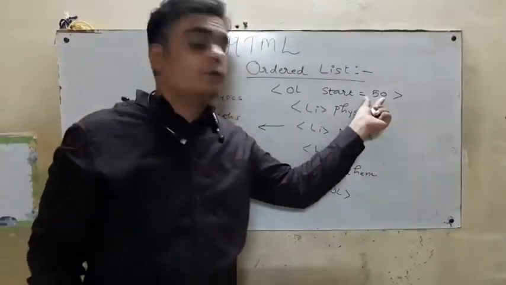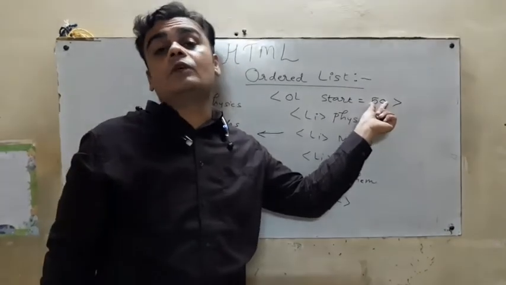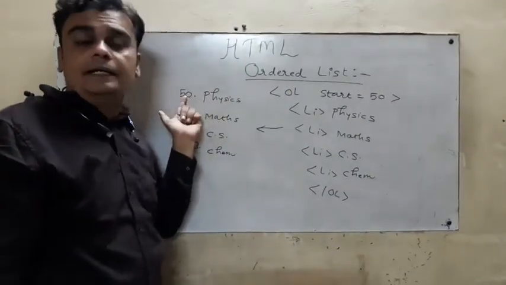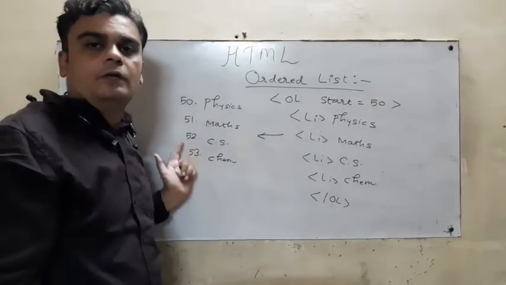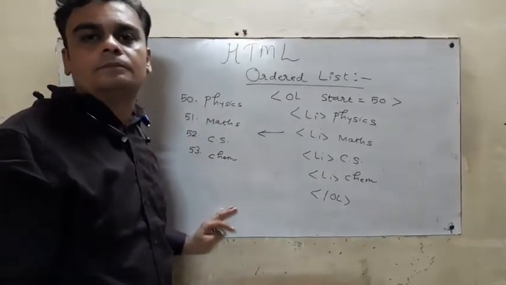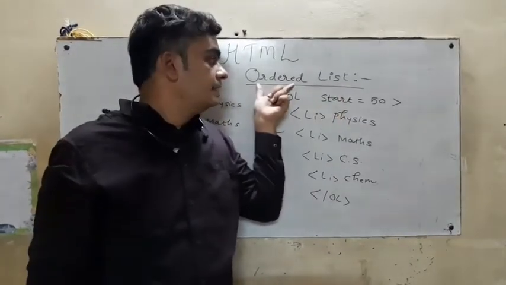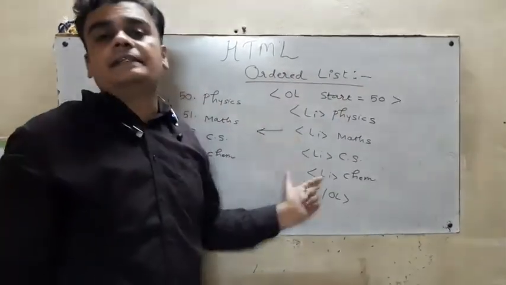Suppose here I write start is equal to 100. Then what happens? My list will start with 100, 101, 102, 103 and so on. So in this way, we study the ordered list in HTML.